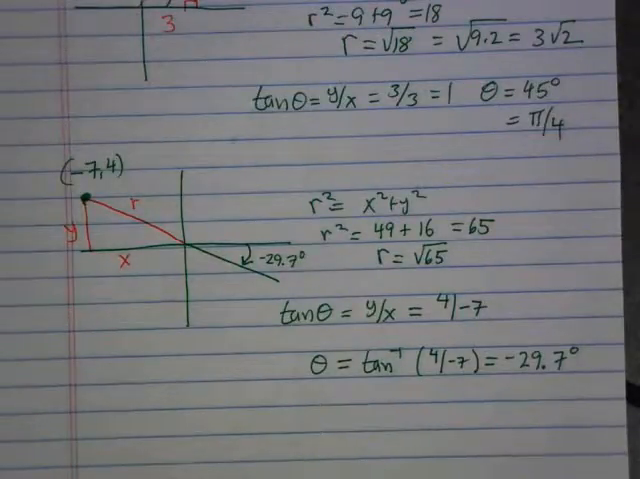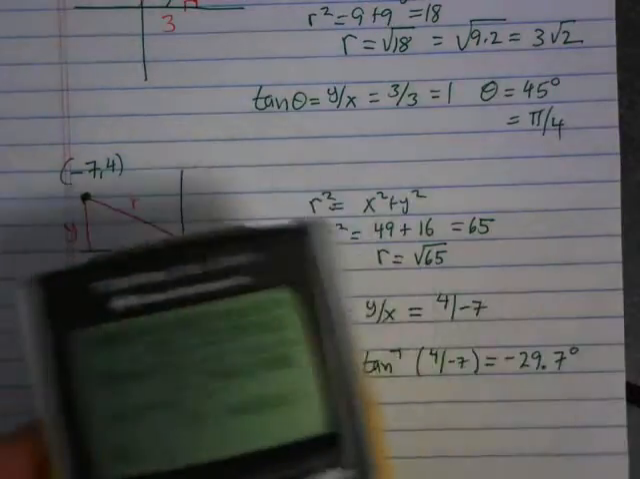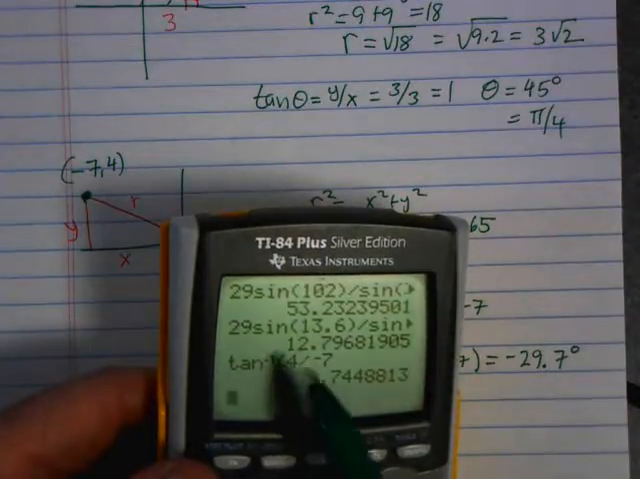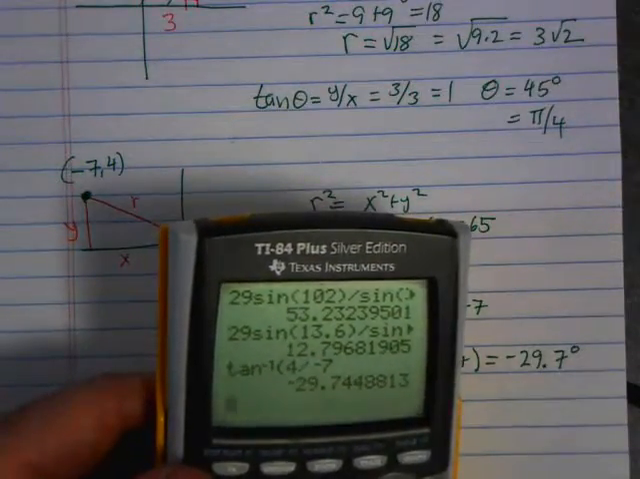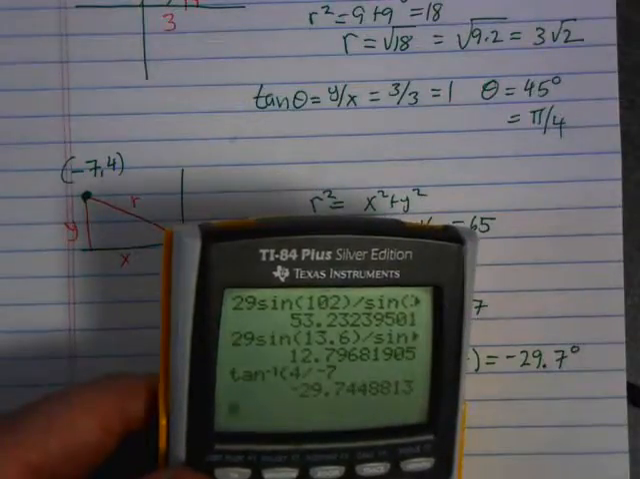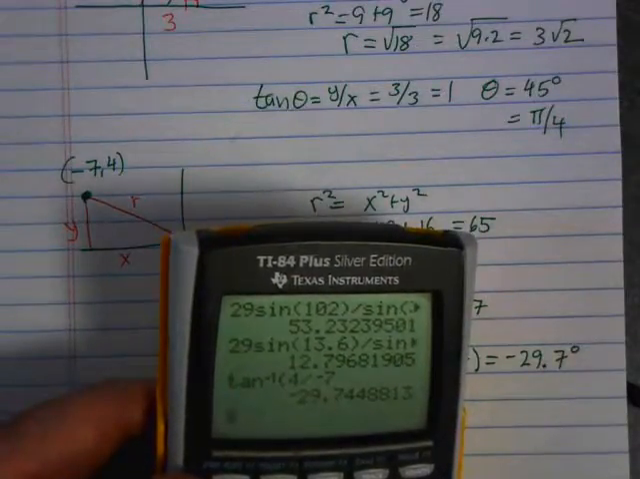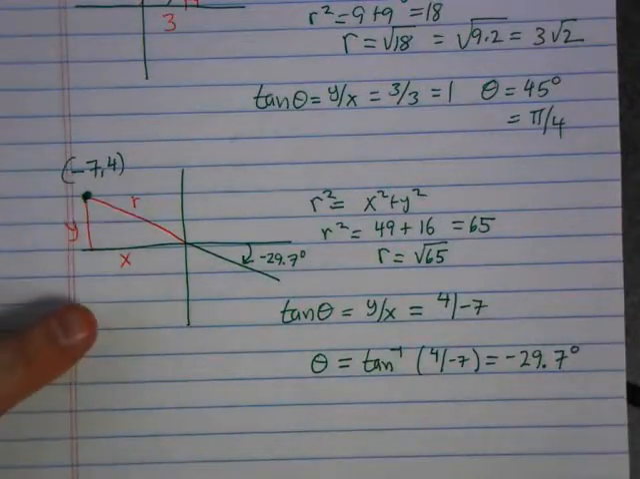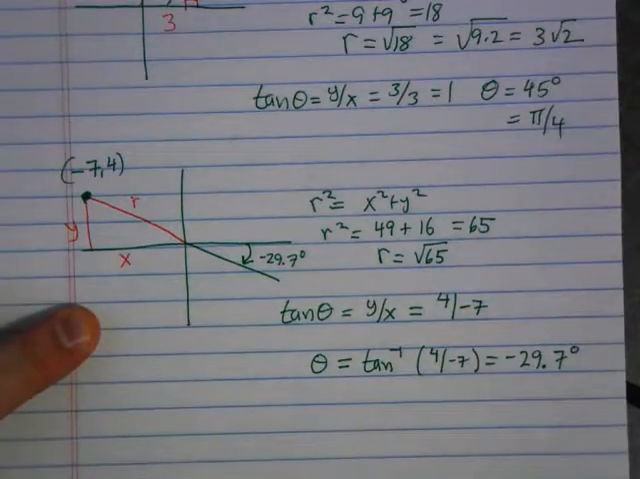Why did my calculator give me the answer negative 29.7? Why didn't it give me the right answer? I used the tangent inverse on my calculator, didn't I? I used that arc tangent thing. When I use arc tangent, what quadrants is it always going to give me answers in? 1 and 4. That's the way we defined arc tangent. So what if our original point is in quadrant 2 or in quadrant 3? It's giving us the reference angle, and we're going to have to add 180 degrees.